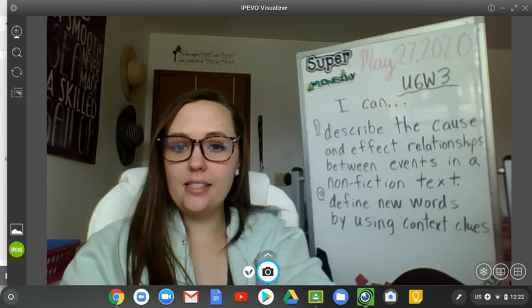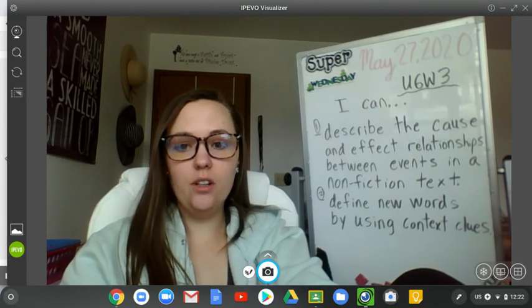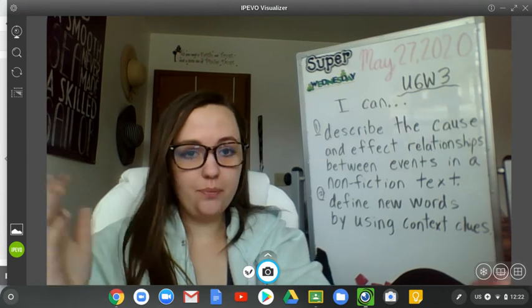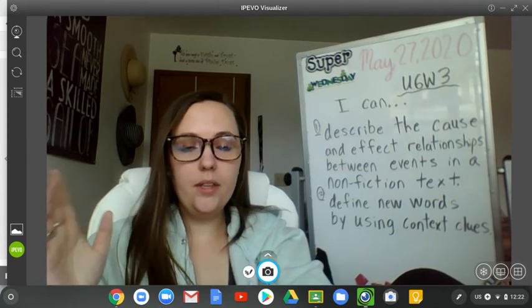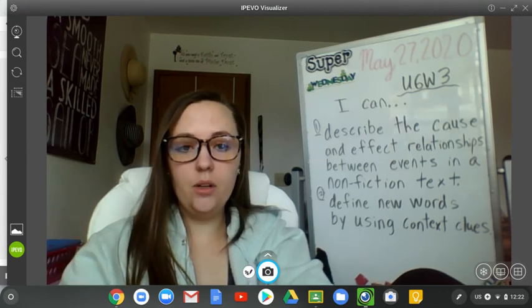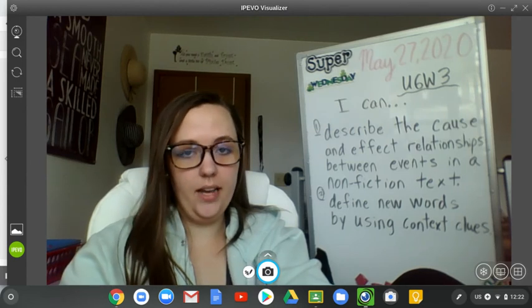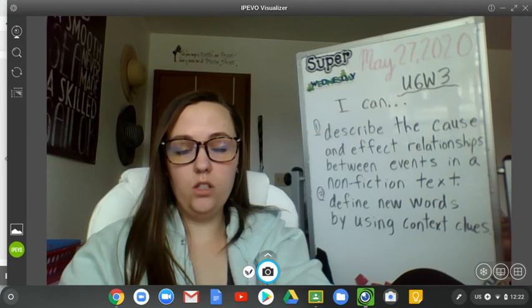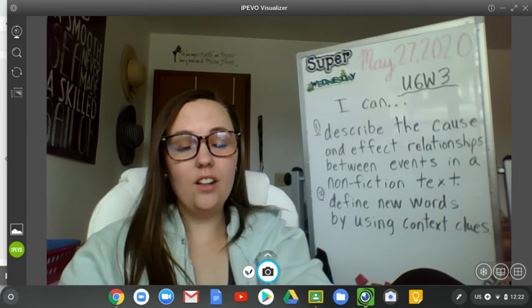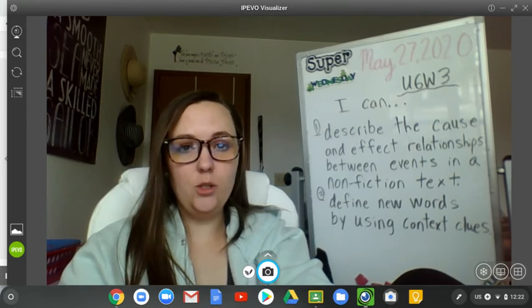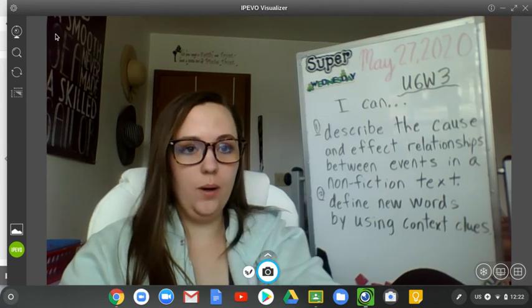Second target says, I can define new words by using context clues. Pretty simple. The difference between typical practice of this is that today we're going to be working on nonfiction texts. So the words you're going to be defining are a little bit more dense, which means they're a little bit longer, maybe a little bit harder. So we're going to go over that skill as well.